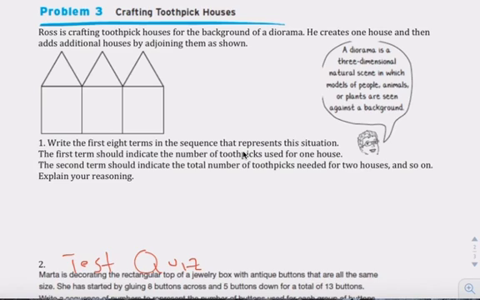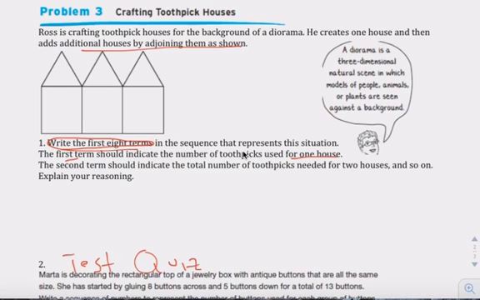Ross is crafting a toothpick house for the background of a diorama. He creates one house and then adds additional houses by adjoining as shown. So the additional house is adjoining. Write the first 8 terms. You need to annotate in the sequence that represents the situation. The first term should indicate the number of toothpicks used for one house.